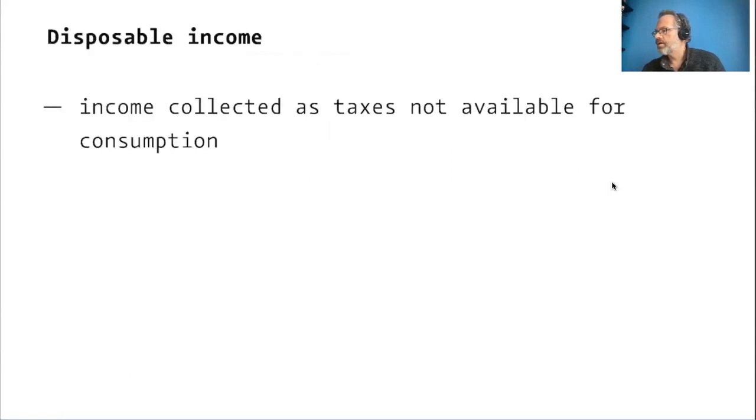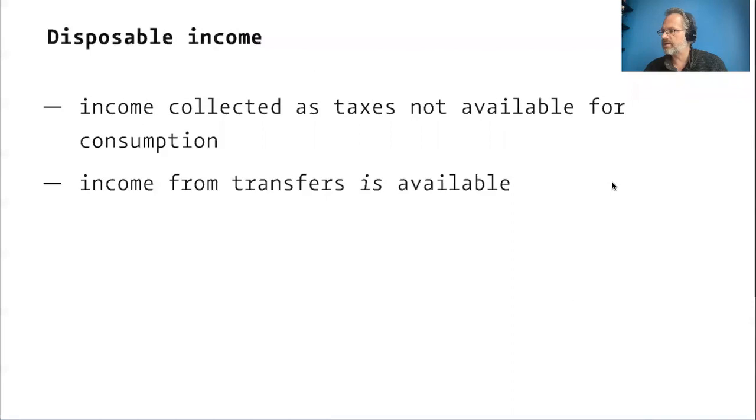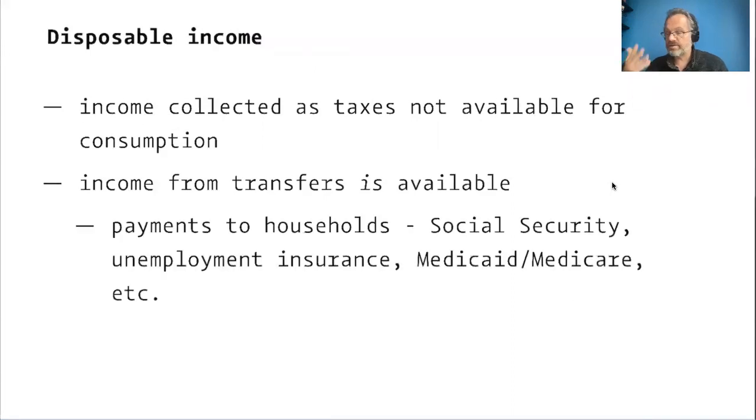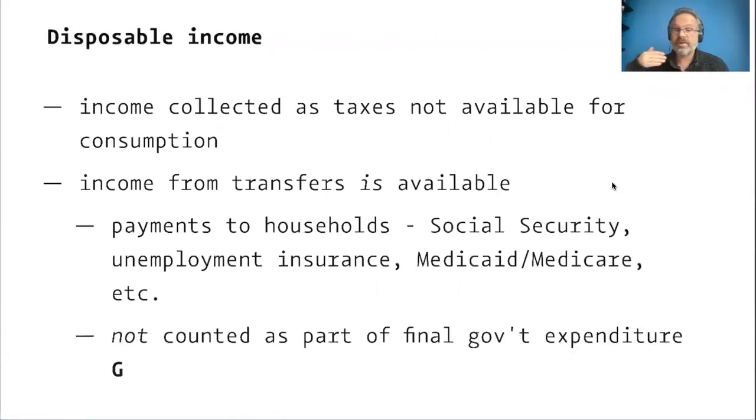Okay, so again, disposable income is income not collected as taxes, plus transfers, payments to households like Social Security, unemployment insurance, Medicaid. This stuff is not counted in G. It's not part of autonomous government spending. It's not directly a contribution to GDP, but of course it is going to indirectly contribute to GDP because it's added to household disposable income and therefore increases consumption. And then, hypothetically, we'd like to put the stuff from businesses in here too.